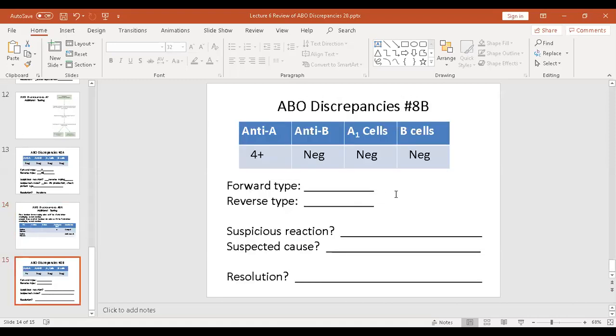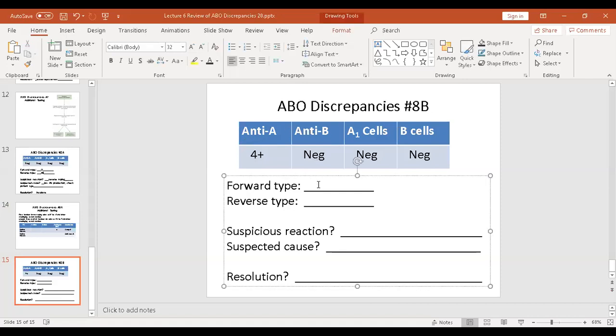So I want to do just one more example with you guys. Let's look at this one. When we look at the forward typing here, we see a strong reaction with anti-A, nothing with B. So our forward type looks like, the drum roll, A. We know an individual who's type A should have an anti-B that's reacting with the B cells, and we see that that's lacking. So this patient has no antibodies, so they're actually reverse typing as AB, because someone who's AB would have negatives here. So this is a discrepancy.